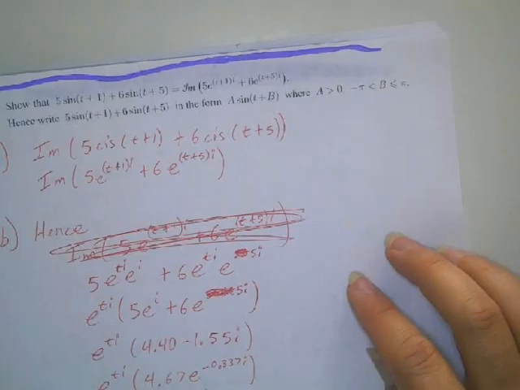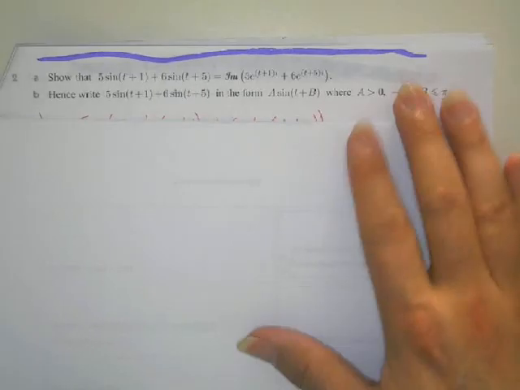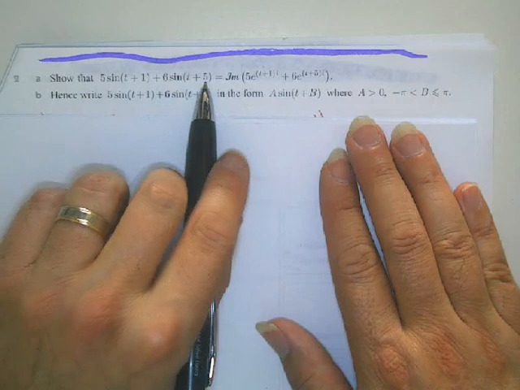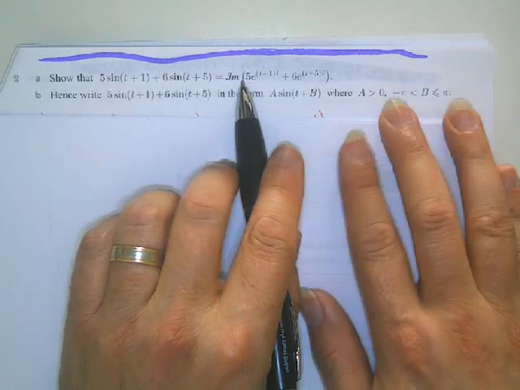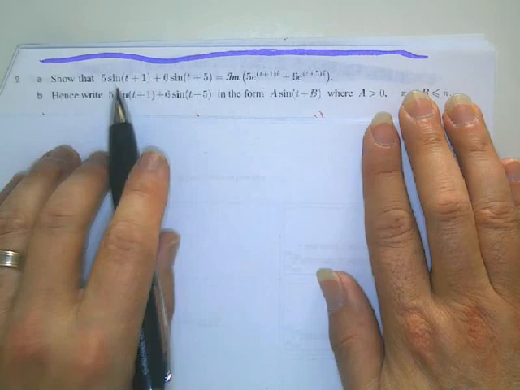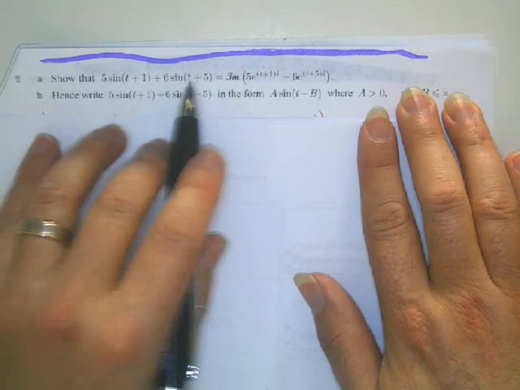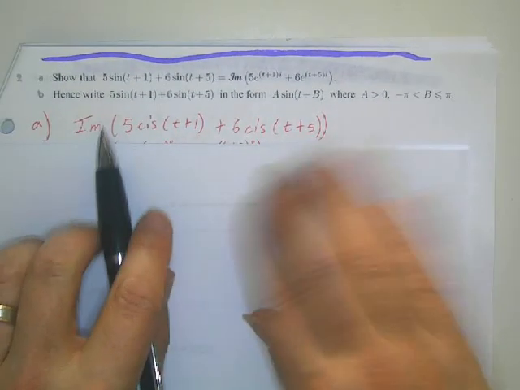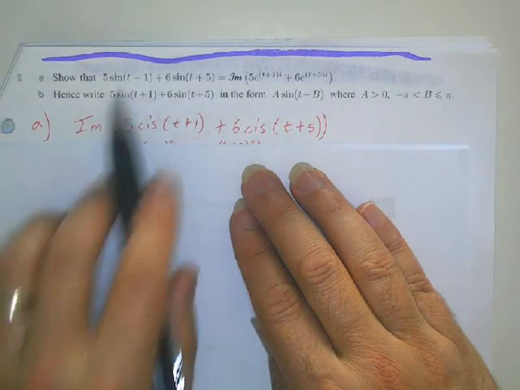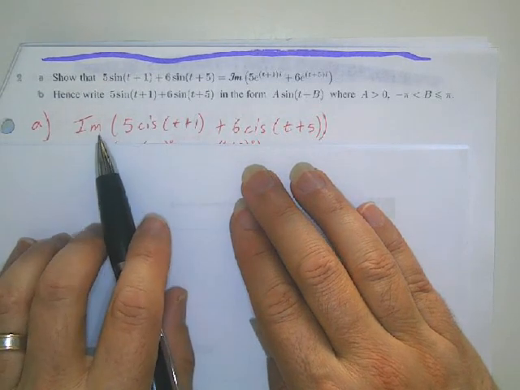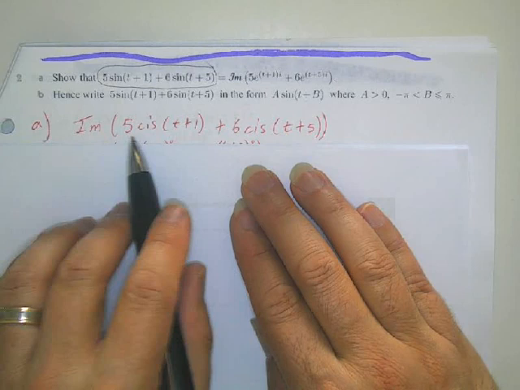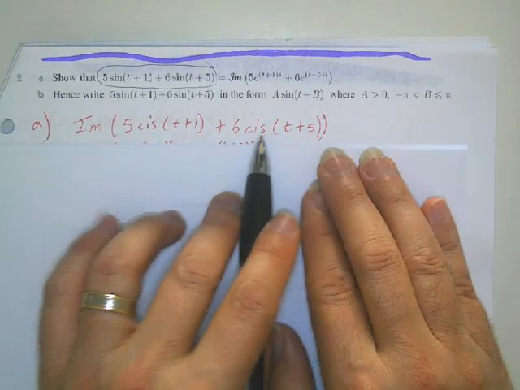Now this one's a little different. Show that 5 sine t plus 1 plus 6 sine t plus 5 gives me this. So remember that with imaginary numbers we're going to be going up and down, which means we're going to be using sine rather than cosine. So this here is the imaginary part of 5 cis t plus 1 plus 6 cis t plus 5.